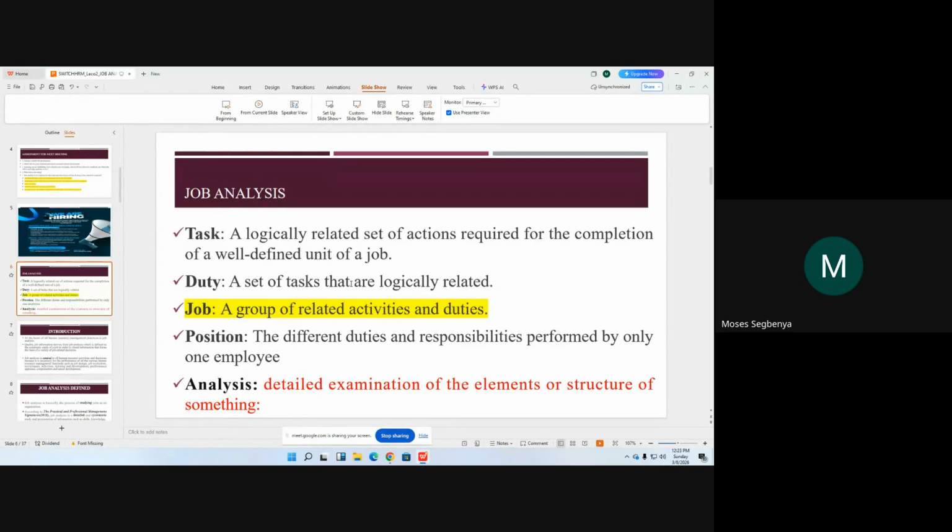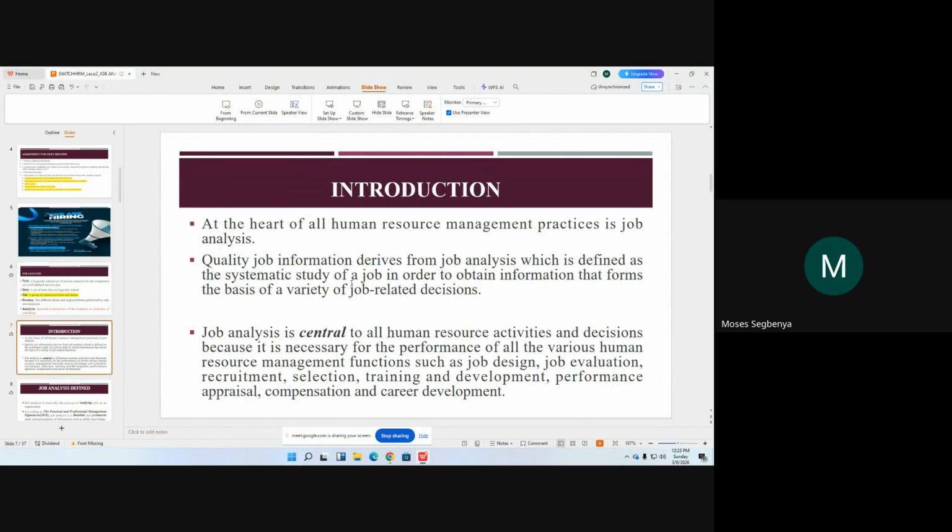But when we say a job, then it's a group of related activities and duties that is assigned to somebody. What then is a position? The different duties and responsibilities performed by only one employee. But that is not the main focus today. Our focus is analysis: how we, in detail, examine the elements or the structure of the job to determine which job deserves to be rated higher and which job deserves to be rated lower, and why.